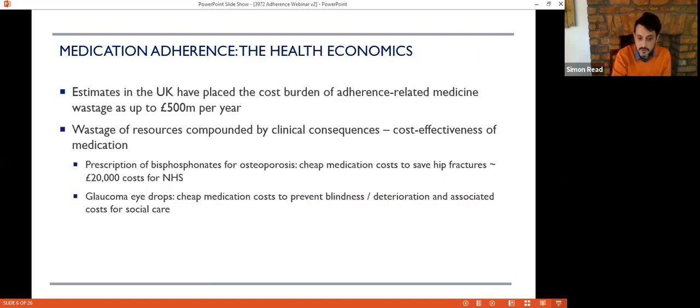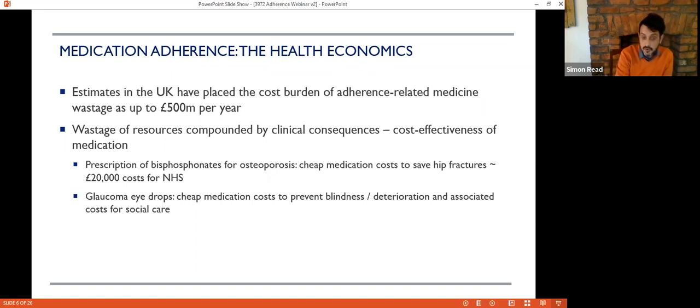Now, I don't want to delve too deeply into the health economic side of things, but it is worth outlining some of the perceived costs associated with medication adherence. Within the UK, recent estimates and quotes from former Health Minister Jeremy Hunt place the cost of adherence-related medicine wastage as up to £500 million per year. But that wastage of resources is compounded by further issues around the cost effectiveness of the prescribed drugs.